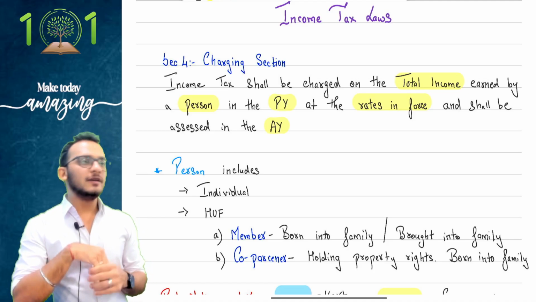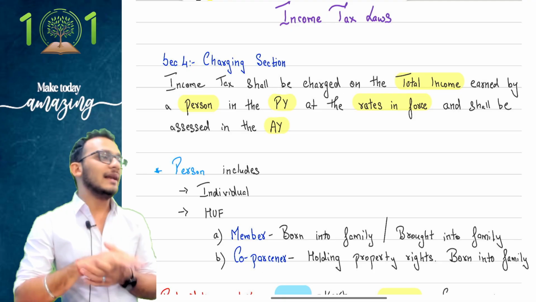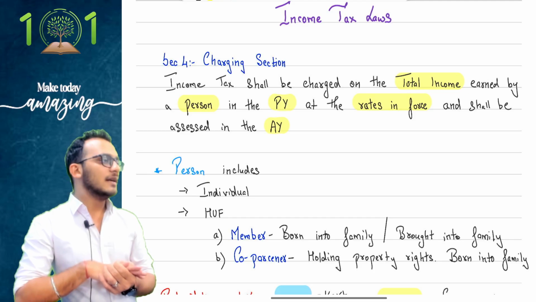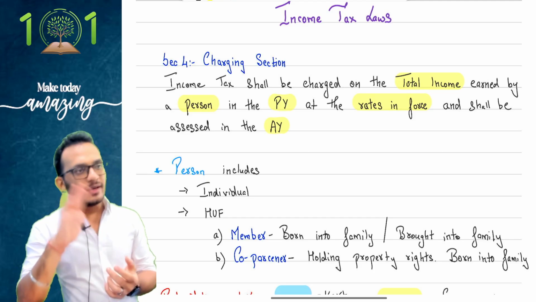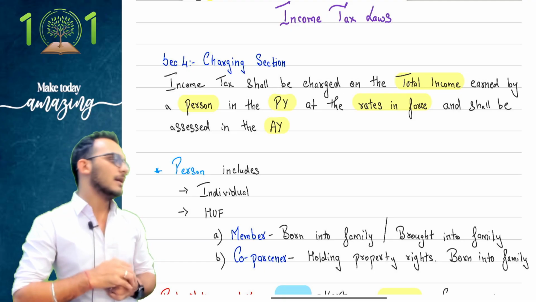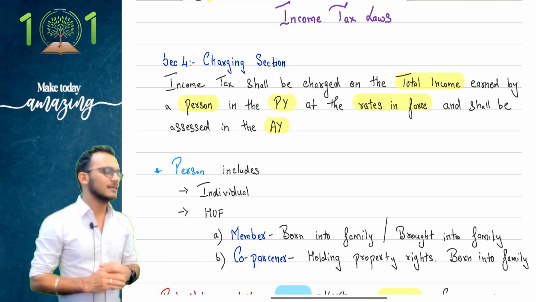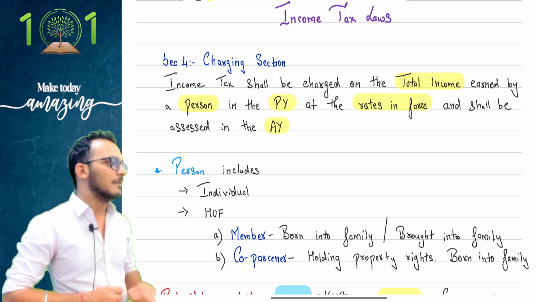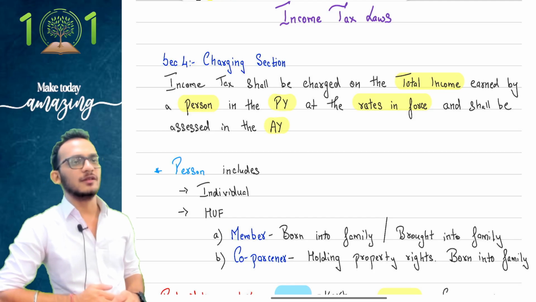AOP and BOI are very simple. Any other person than a partnership firm is called an AOP or BOI. When I have persons other than individuals, it is called an AOP. When I have individuals, it is called a BOI. A company is what you already know. A company is a company under the Companies Act. Full stop. Nothing further to discuss on that.